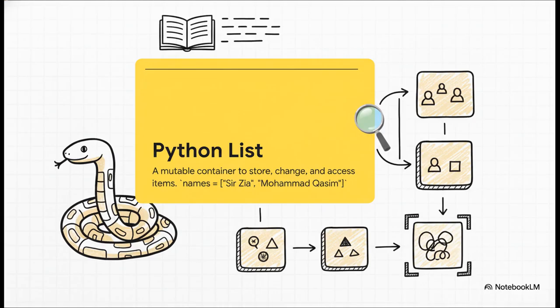Creating one is honestly as easy as it looks. You just wrap your items in square brackets. That's it. In this case, we've got a list of names. And boom, just like that, you have a single organized container holding all your related data.